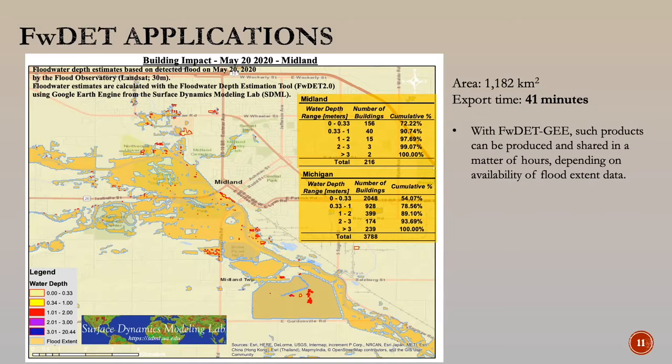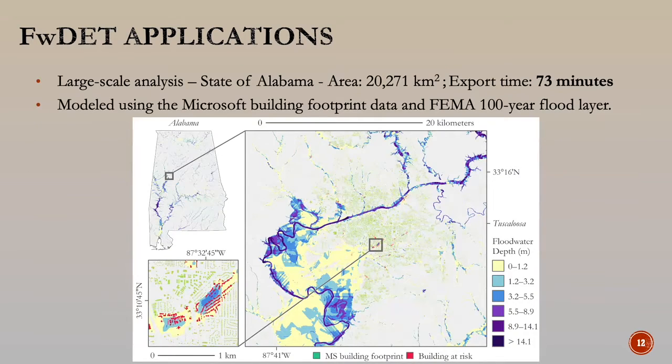Now, this was a very large flood. So the size of the flood was over 1,000 square kilometer. And to give you a sense of the efficiency of the Google Earth Engine application, it only took 41 minutes to generate this very large floodwater depth map. As a demonstration of the Google Earth Engine application, we also applied it to the entire state of Alabama using the 100-year flood layer from FEMA.